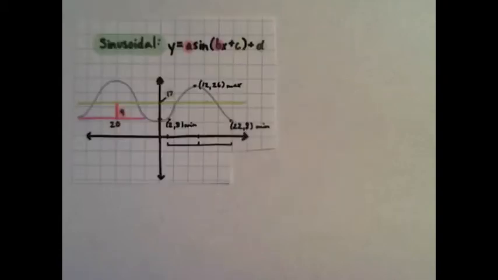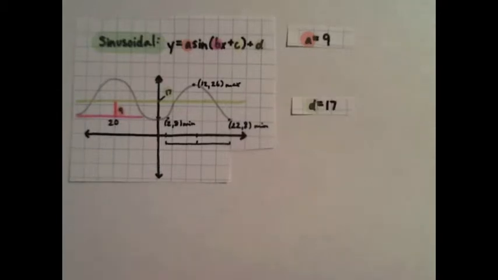The structure for a sinusoidal equation is y equals a sine (bx plus c) plus d. A is the amplitude in a sinusoidal equation, so we found that first. An amplitude is the distance from the midline to the minimum or maximum. As you can see from the graph, the amplitude is 9. Next we found d, which is the midline. The midline is the line that divides the sinusoidal wave in half. In the graph, you can see that the midline is 17, so d is 17.